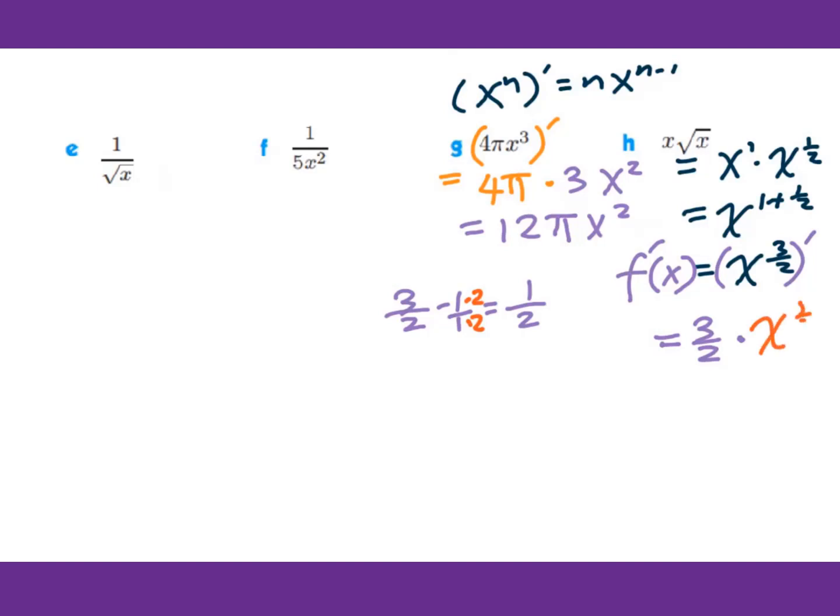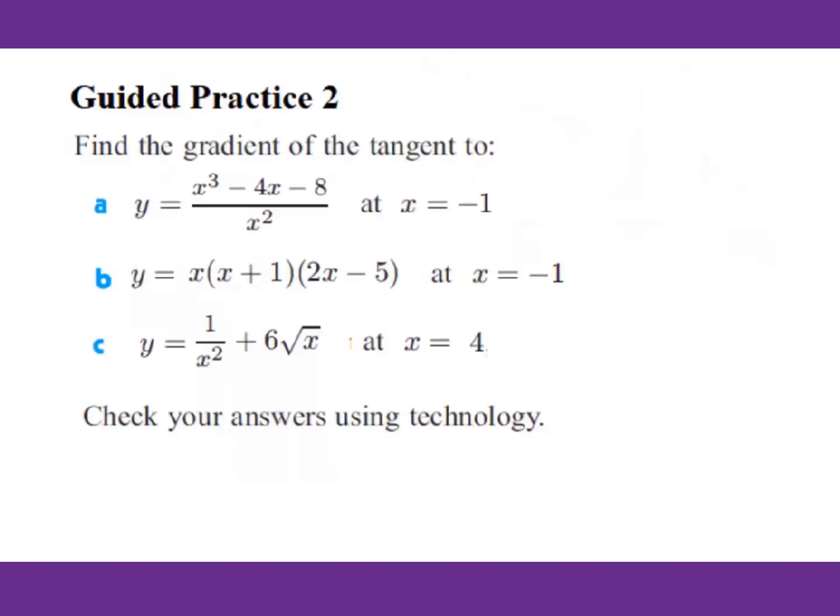X is 1/2 power. Therefore, you get 3 square root of x over 2. This will be the derivative for h. Find the gradient of tangent to A. When you have this kind of question, since your denominator is monomial, I will separate.